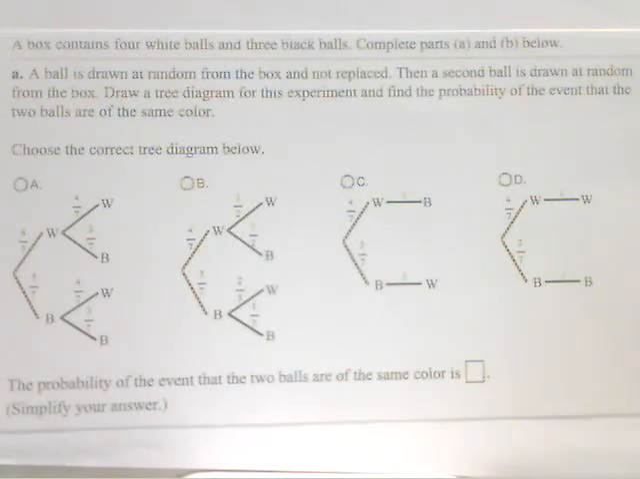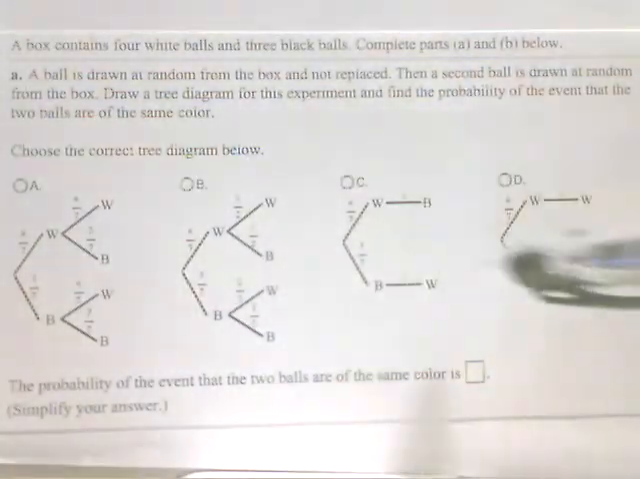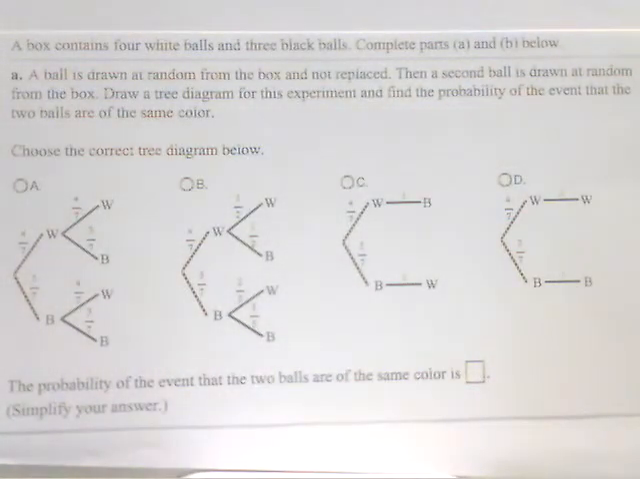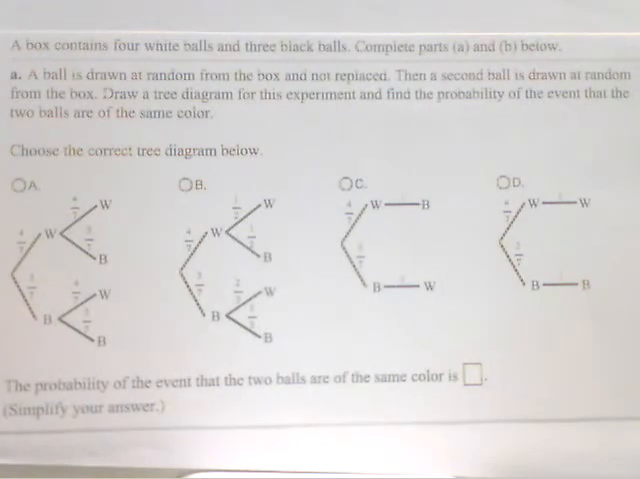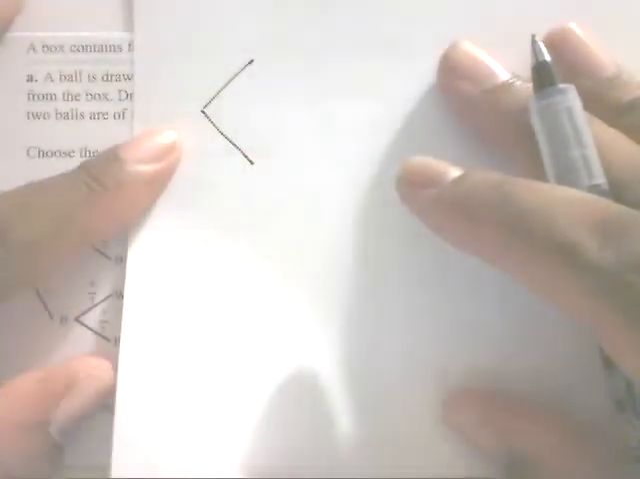Okay, in this case here, we're given 4 different tree diagrams. We want to figure out which one would fit this particular situation here. Okay, so here we got 4 white balls and 3 black balls. A ball is going to be drawn from the box and will not be replaced. So if I draw a tree diagram here, say this will be the first pull.